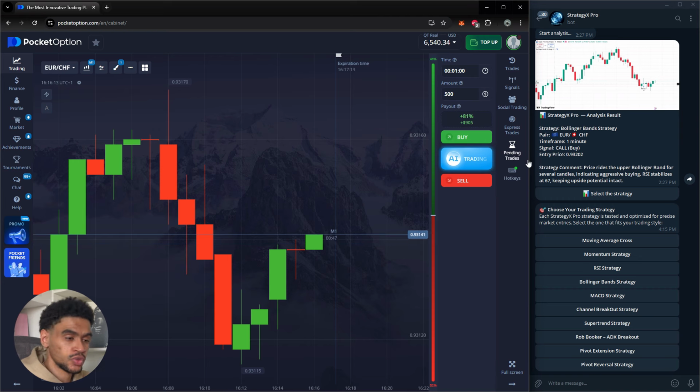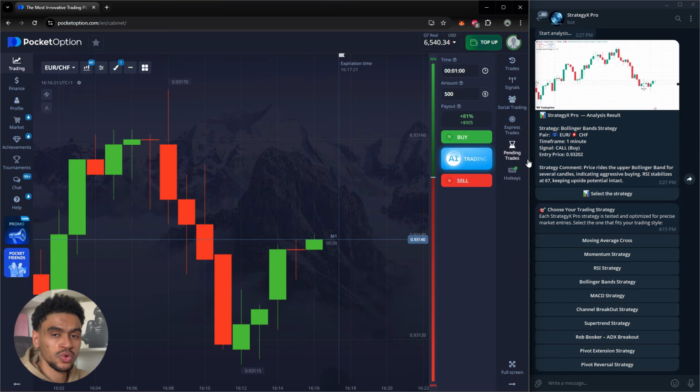Alright, let's get into it. The robot is completely simplified but still has a lot of power. This tool is for people who are getting into trading, who want to learn and trade like true professionals.